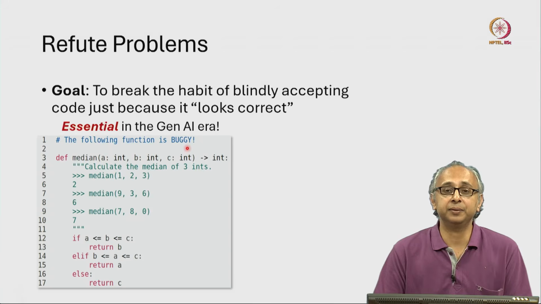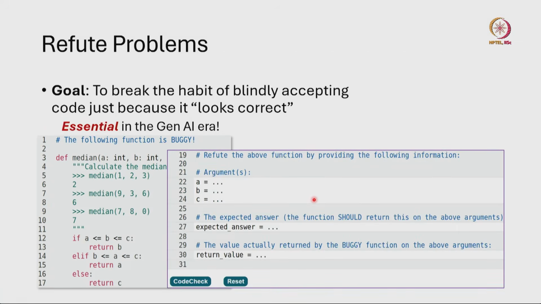In the second part, I will give you something which you can edit. So you are going to tell me the counterexample input. So in this case, since the function takes 3 arguments, you must tell me what A is, B is, and C is. And on those inputs, you must tell me what the expected answer is. You must tell me what the function should return. If it was correct, what should this function return on these inputs? So, based on your understanding of median, you will tell me what the expected answer is.